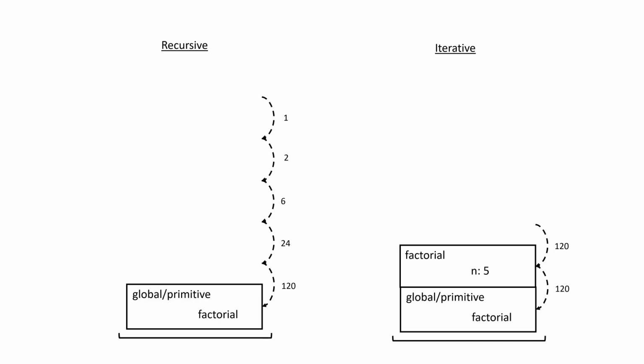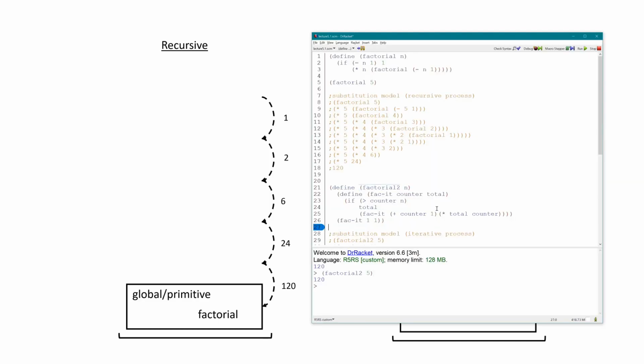So syntactically, let's go back to these things. Syntactically, both of these programs are recursive. The functions will call themselves. But semantically, the first procedure makes a recursive process. The second procedure makes an iterative process.